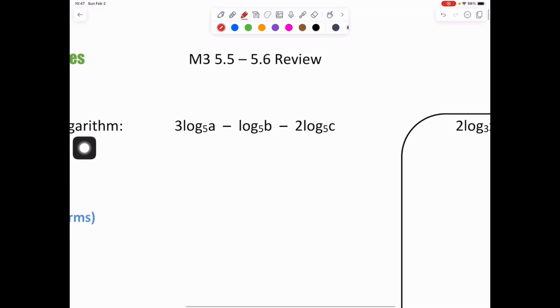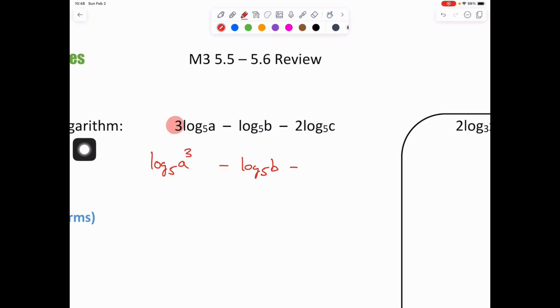Let's zoom on in. We are going to take this 3, that's times the log base 5 of A, and rewrite this using the power rule. We'll simply do log base 5 of A and set that to the third power. Our minus symbol will simply drop down. Our log base 5 of B, we will again just write down, nothing's being multiplied in front to use that power rule. And bring down your minus.